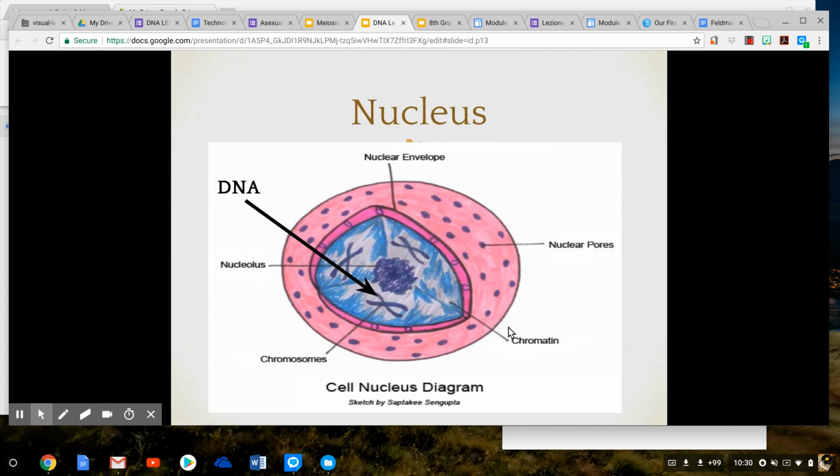So this is a model of the nucleus. And as you can see here, the DNA is in the center. We see the chromosomes in the nucleus, and everything on the side is where the DNA is stored. It's sort of like putting a chip inside a computer.